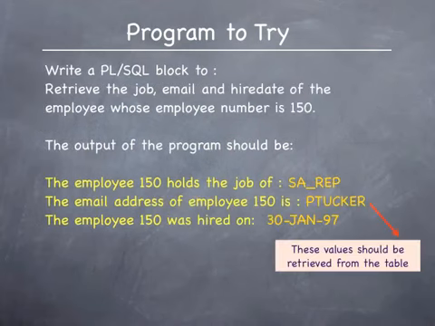Here is another program for you to try. Pause the video and attempt this program, where you must retrieve the job, email, and hire date of the employee whose employee number is 150. The output of the program is to display those values retrieved through the strings as shown on the slide. The solution to this program is also at the end of the video segment.